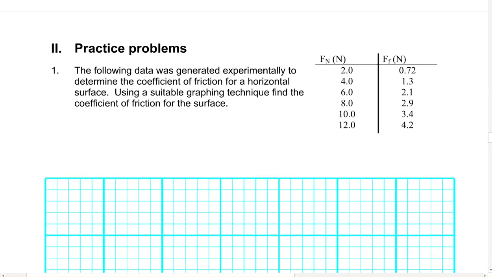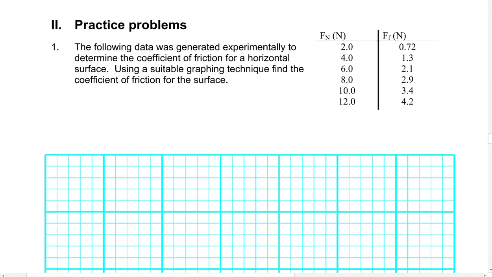Let's do some practice problems here. The following data was generated experimentally to determine the coefficient of friction for a horizontal surface. Using a suitable graphing technique, find the coefficient of friction for the surface.